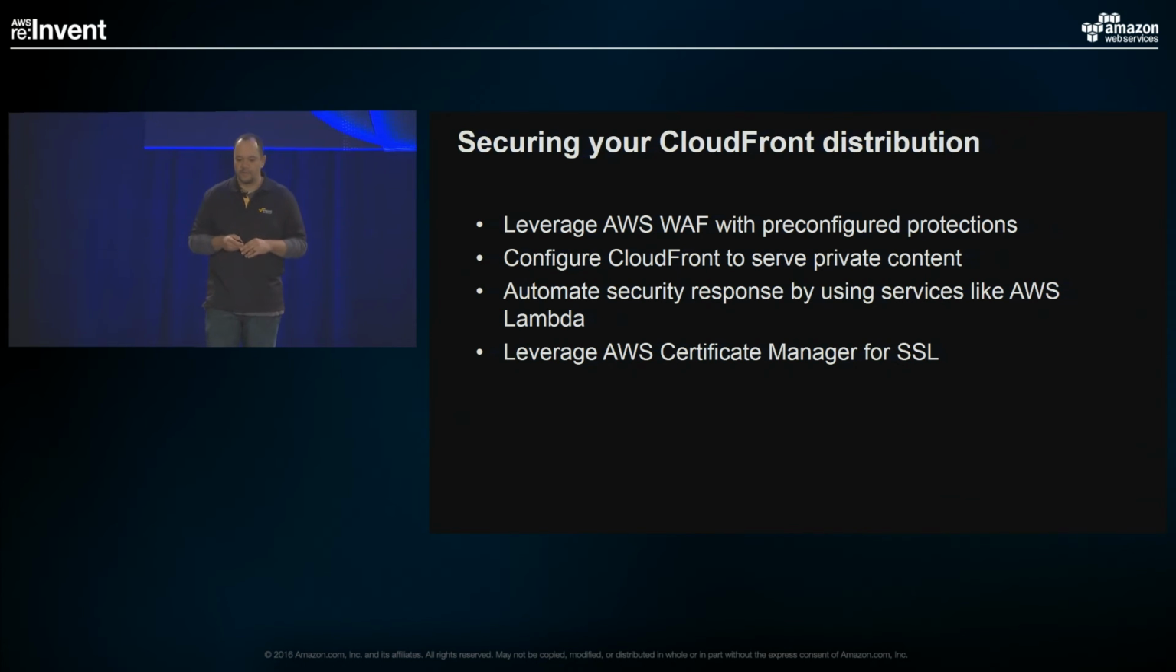Next, we'll talk about configuring CloudFront to serve private content. Serving private content within CloudFront is actually a 2-step process, so we'll walk through both of those steps. Next, we'll talk about automating security response by using services like AWS Lambda and SNS. We'll walk through a couple of examples just to give you an idea of how that would look. And then lastly, we'll talk about leveraging AWS Certificate Manager for SSL/TLS certificates, both for your CloudFront distribution and for your ELB origin.